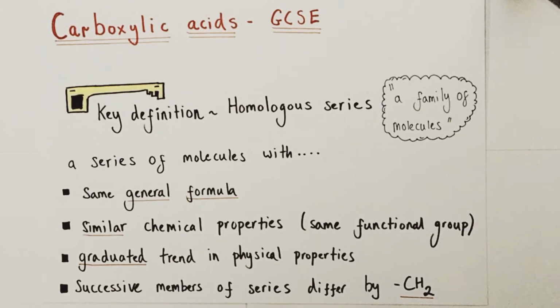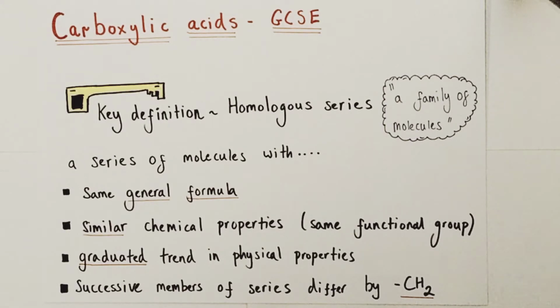Now, initially I want to focus on the idea of carboxylic acids being another good representation of a homologous series. The term homologous series is essentially chemistry speak for a family of molecules which have similarities to each other. The key aspects of the definition of homologous series are that they will be a series of molecules with the same general formula. I'll expand upon that idea later. Similar chemical properties to each other based on the fact that members of the family will have the same functional group found within the molecules.